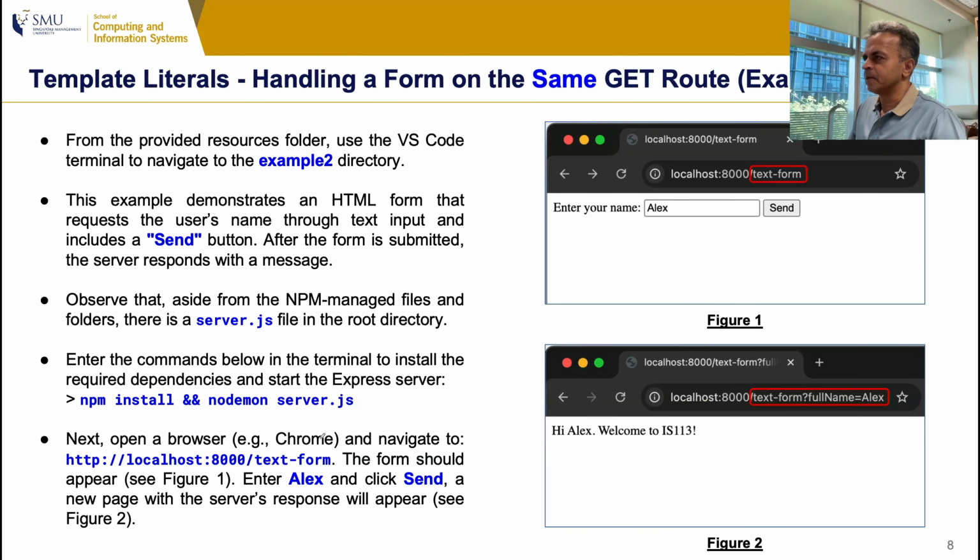So in this example, this is example 2, we have something that looks very similar to the previous one. But what we are actually doing is that the text form that responded to the initial request that you can see here, that is the one that gave you the form. And with that form, you submitted it, that is the full name equal to Alex that is over here. But you submitted to the same route. So that responded with that. So it's the same route that is handling the form delivery as well as processing of the form. That is what we want to see in example number 2.